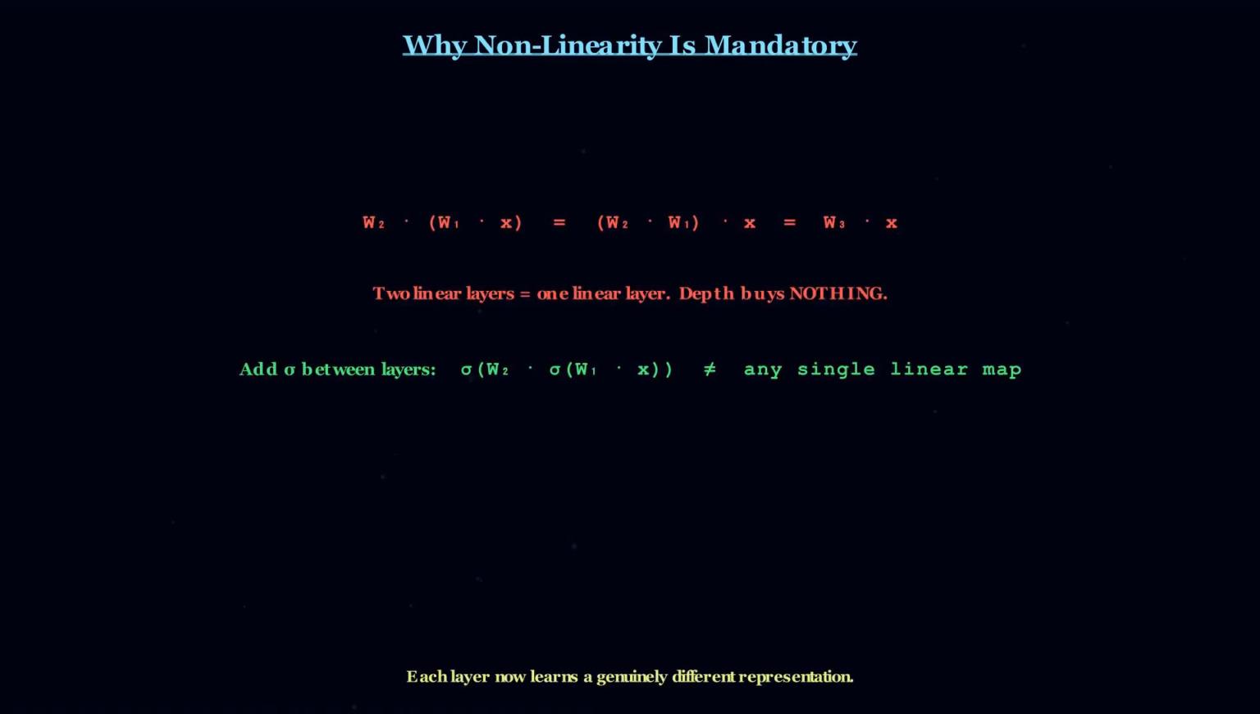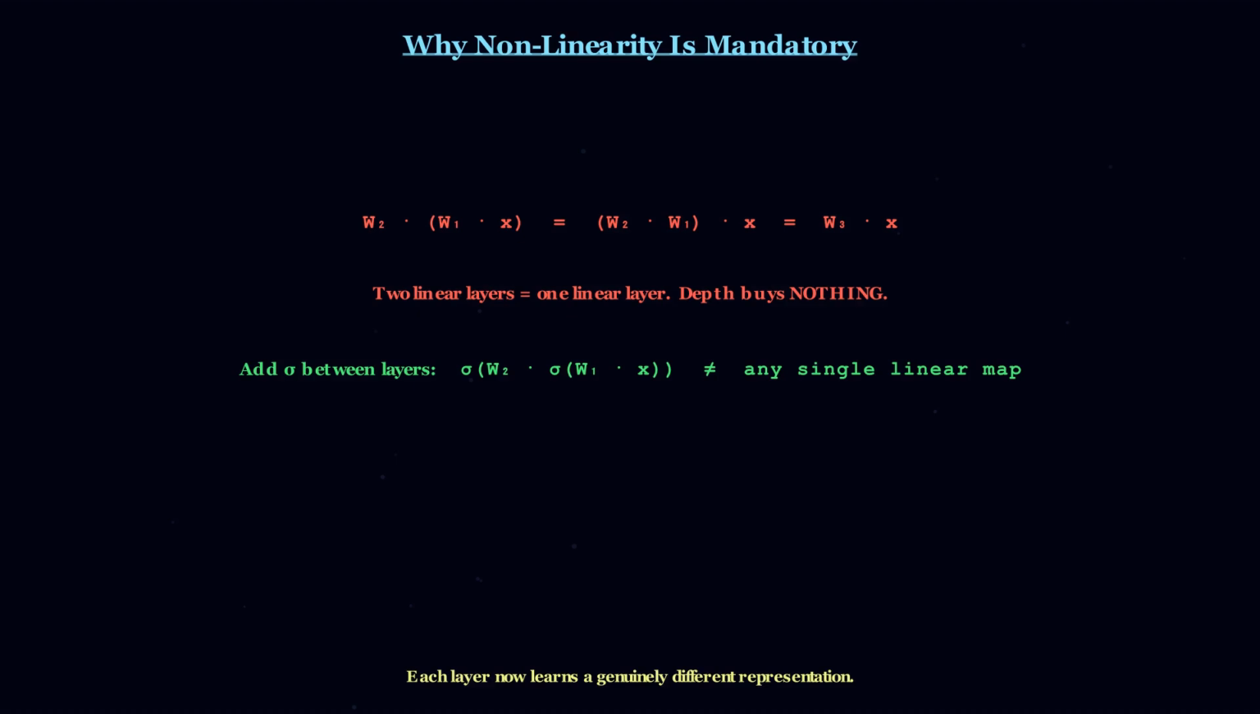A linear transformation maps inputs to outputs with a matrix multiplication. Stack 2 linear layers, W2 times W1 times X. That's just W3 times X, a single matrix. 2 layers bought you nothing. 100 layers buy you nothing.